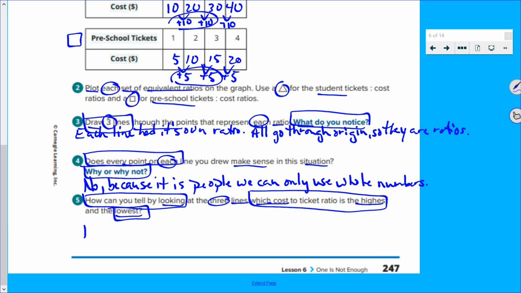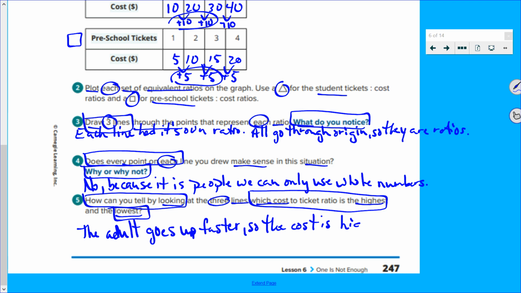The cost that's the highest is the adult's cost. So the adult line goes higher. It goes up faster. So the cost is higher. The preschool goes up least, so the cost is lowest.